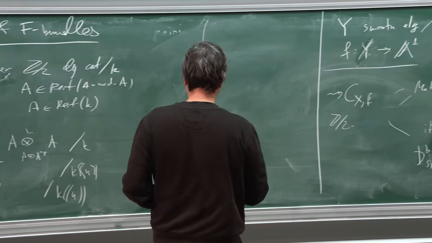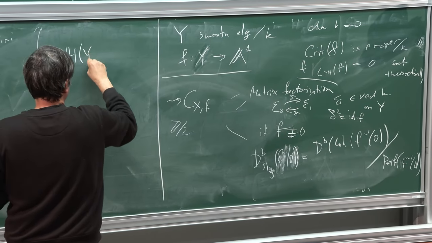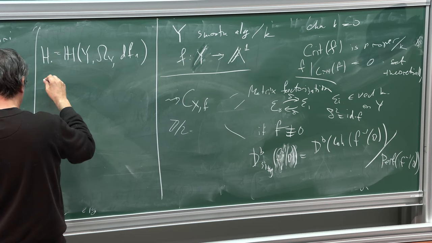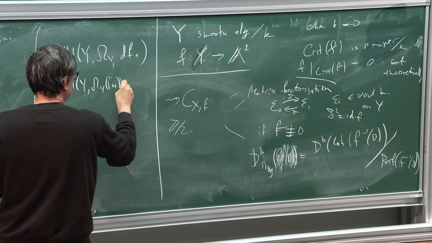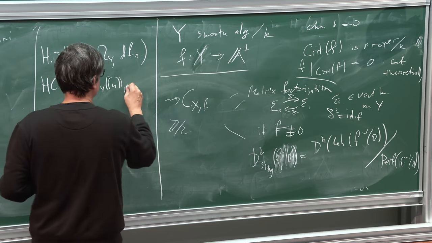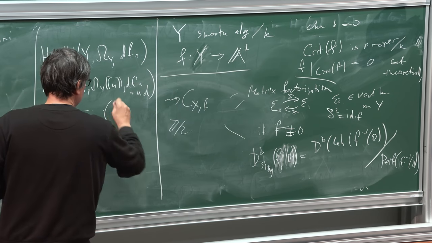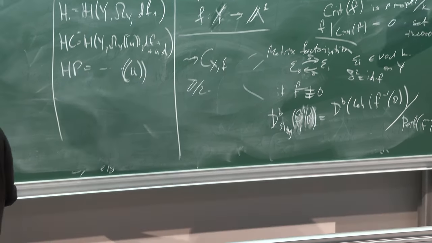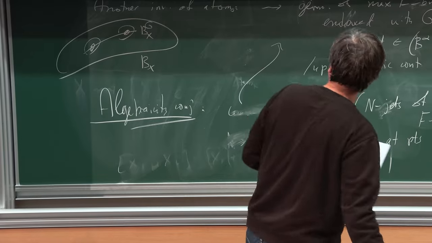And in this example, what will these homologies be? Hochschild homology will be the hypercohomology of Y with coefficients in the shift of forms with differential multiplication by df. And negative cyclic homology will be the hypercohomology of Y of forms, now taking series in u and considering df plus u times the de Rham differential. And periodic cyclic homology you get the same, but you take Laurent series. You get these three.